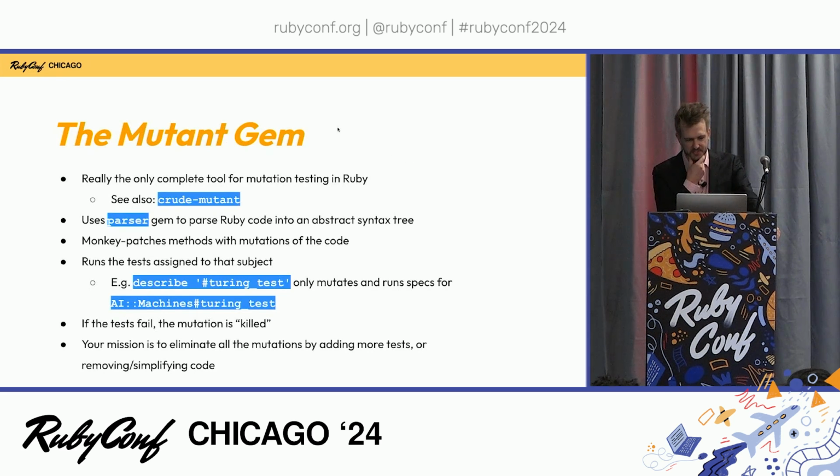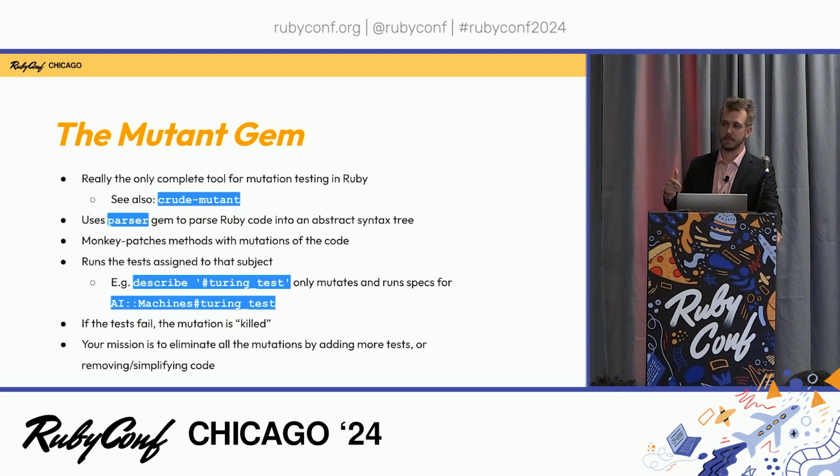So let's talk about tools for this. Really, the only complete tool for mutation testing in Ruby is the mutant gem. And I'll talk about crude mutant in a little bit. But the mutant gem uses the parser gem to parse Ruby code into an abstract syntax tree. So that's basically just a set of instructions that represents your Ruby code. Say if you're accessing a hash, it'll say, take the hash object, send the access method to it with a string. The string is created by interpolating some stuff, etc. It's basically an abstract breakdown of what your code is doing in a more simple form.